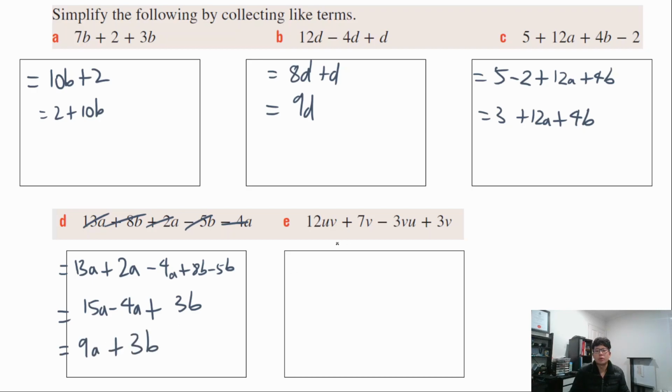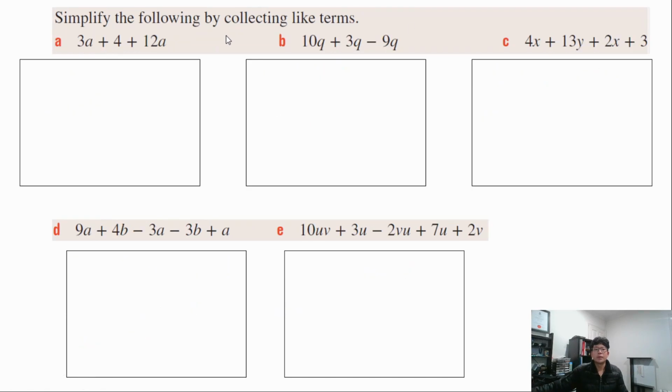And the last one, we have 12uv plus 7v minus 3vu plus 3v. I'll start off by collecting the like terms again. 12uv minus 3uv plus, I'll just cross out the ones we've used, plus 7v plus 3v there. So let's start off by doing 12uv minus 3uv, that gives me 9uv plus, over here 7v plus 3v, that gives me 10v.